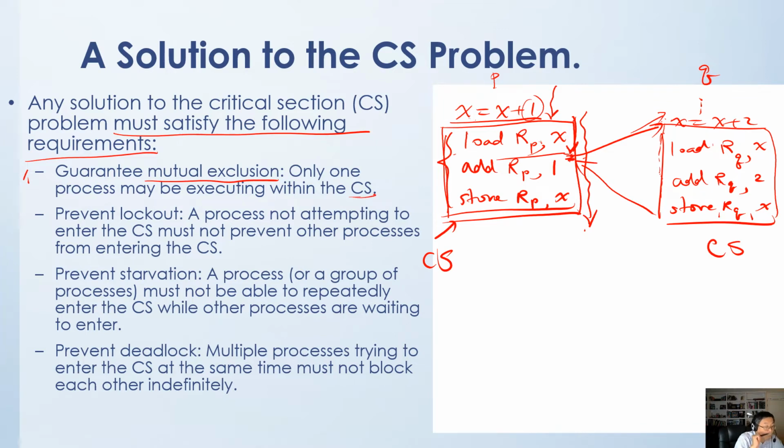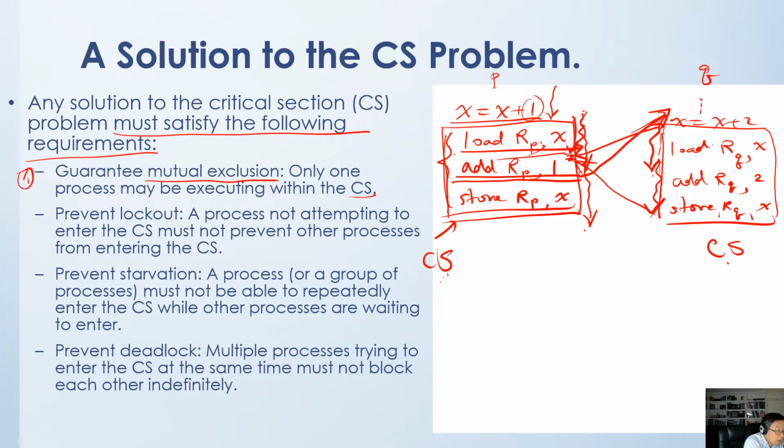Now, why did we have a problem in the previous example? The problem is that when we are running instructions in the critical section, we suddenly switch to another process, and another process Q also runs into the critical section. So in this case, this violates the first rule.